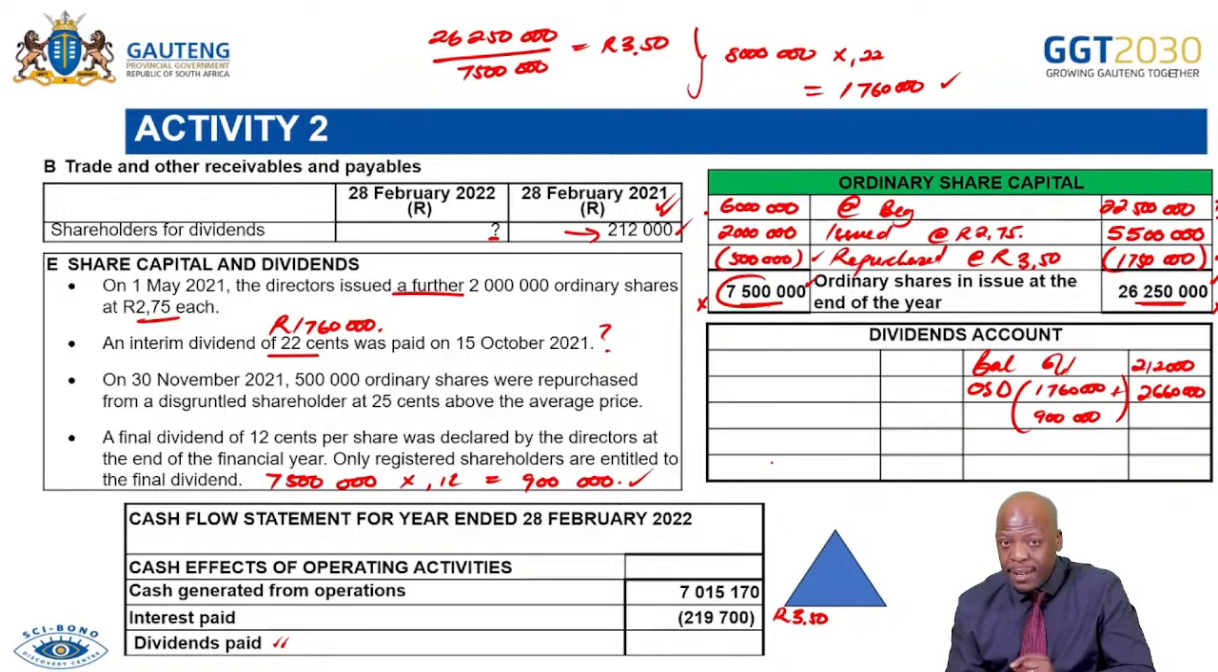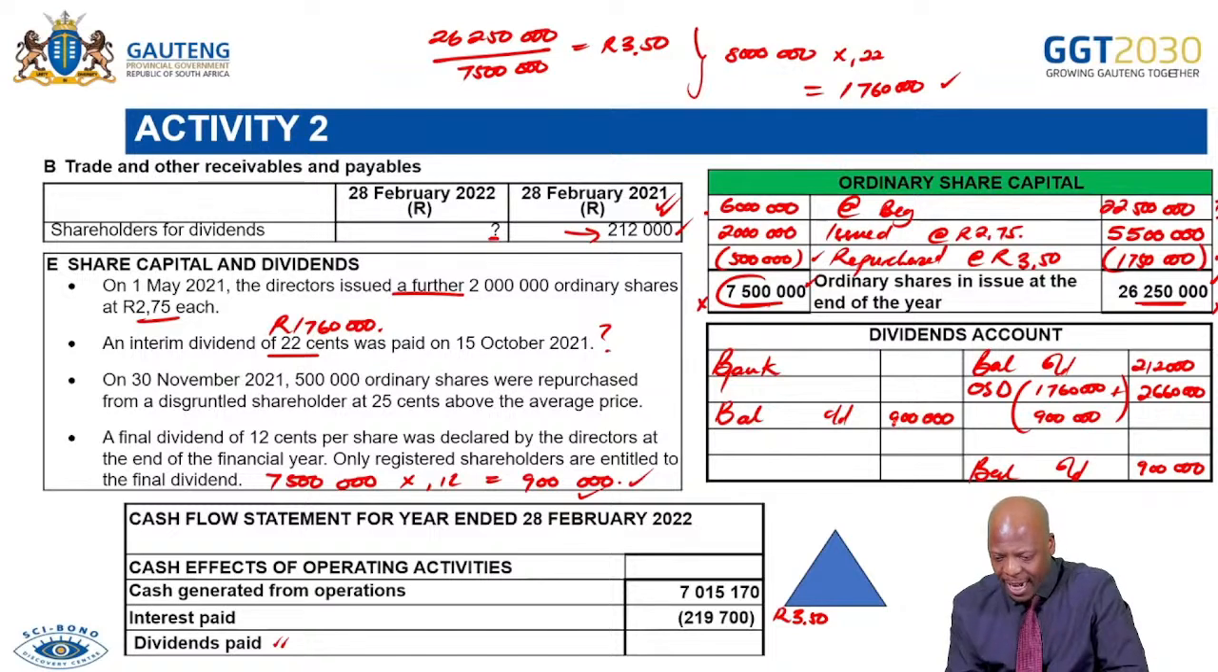They'll only be paid in the next year. So here I'm going to have my balance brought down, which is the final dividend, which is my 900,000. That means here on top, it should be balance carried down, 900,000. What I now need is what was paid, the bank.